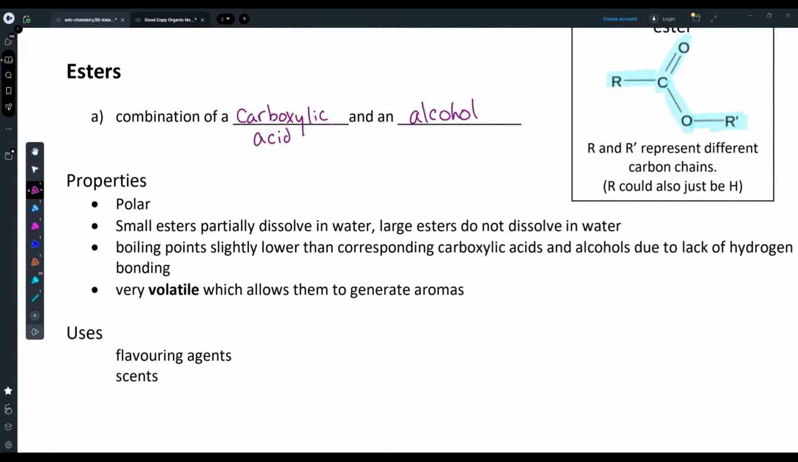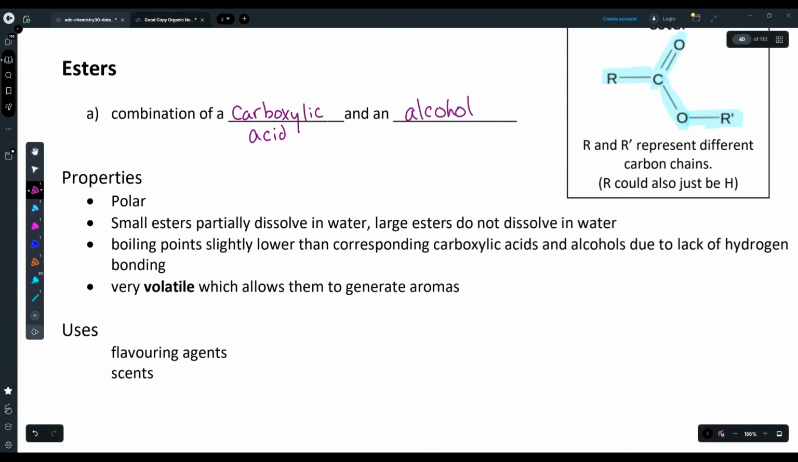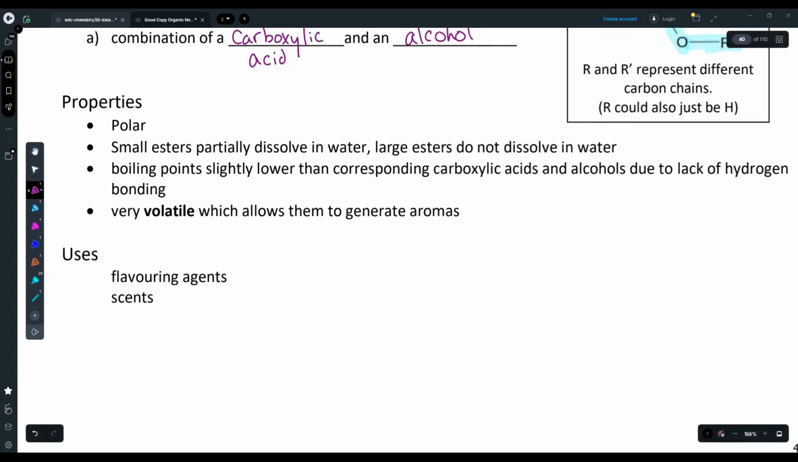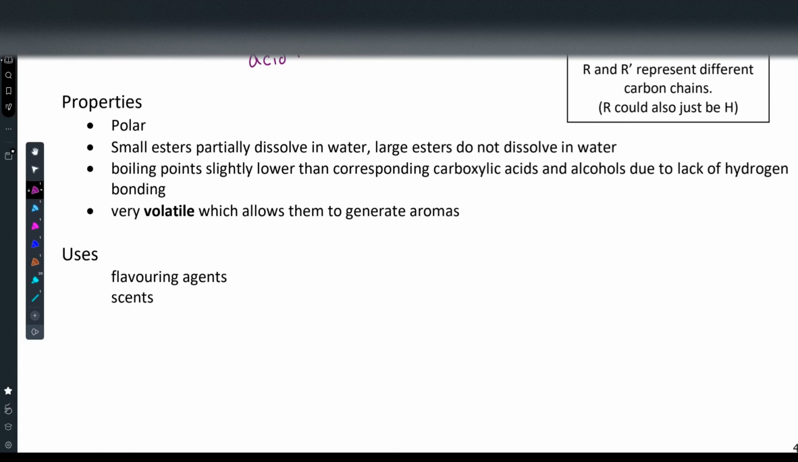Boiling points are slightly lower in esters compared to the corresponding carboxylic acids and alcohols, but that's just due to a lack of hydrogen bonding. Okay, so again, that comes back to the fewer intermolecular forces there are, the lower the boiling point. The more intermolecular forces there are, the higher the boiling point. Okay, esters are pretty volatile, which allows them to generate aromas. So that's why they're often used as flavoring agents as well as scents.